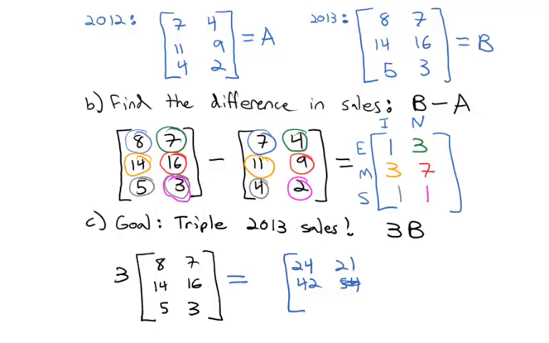Nope, 48. How about that? 30 plus 18. Yeah. 3 times 5 is 15, and 3 times 3 is 9. And so we can see now in maybe 2020, when we triple our sales in Ephrata, Moses Lake, and Soap Lake, how many iPads and Nexus need to be sold in order to meet our goal.